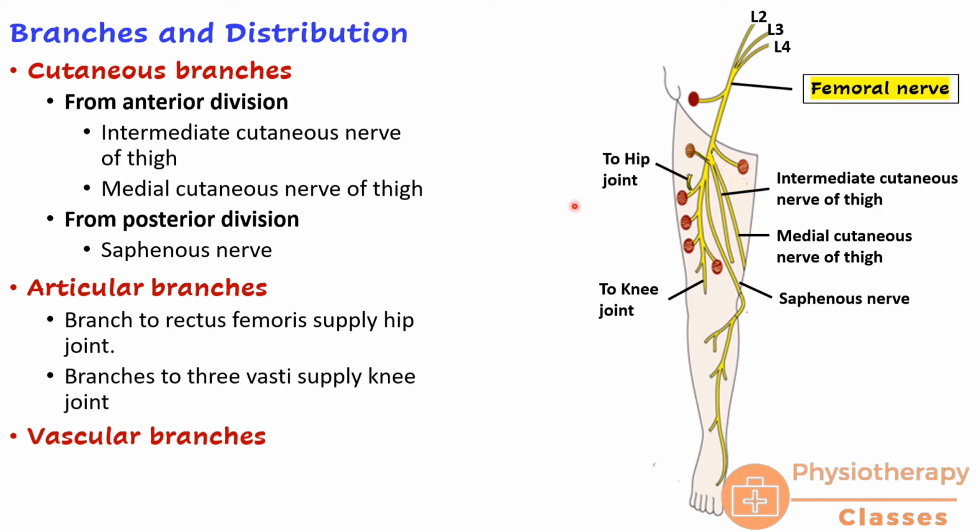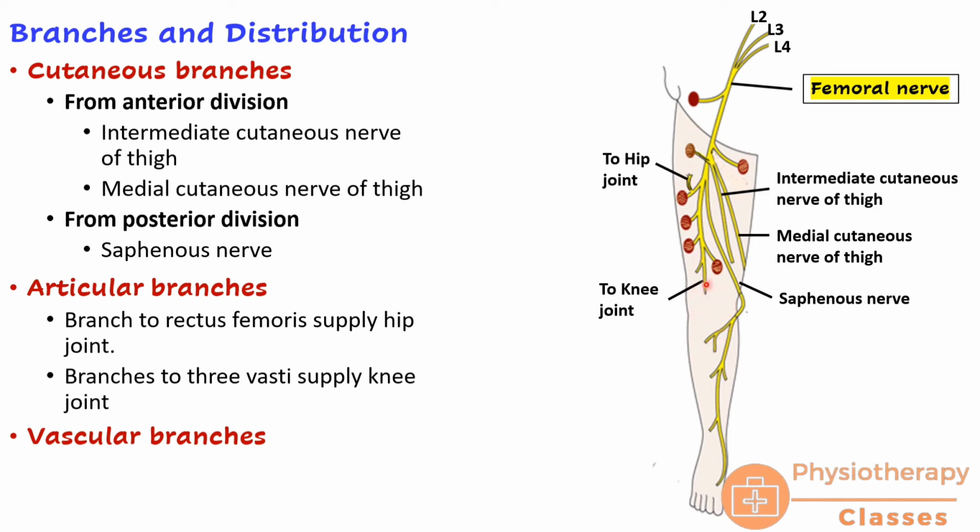Let us look at the articular branches. There are two articular branches. Here we have one to the hip joint and another to the knee joint. Because it supplies both these joints, sometimes what happens is, if there is any disease in the hip joint, then the referred pain is also felt at the knee, because the same nerve is supplying both the joints, and vice versa is true.